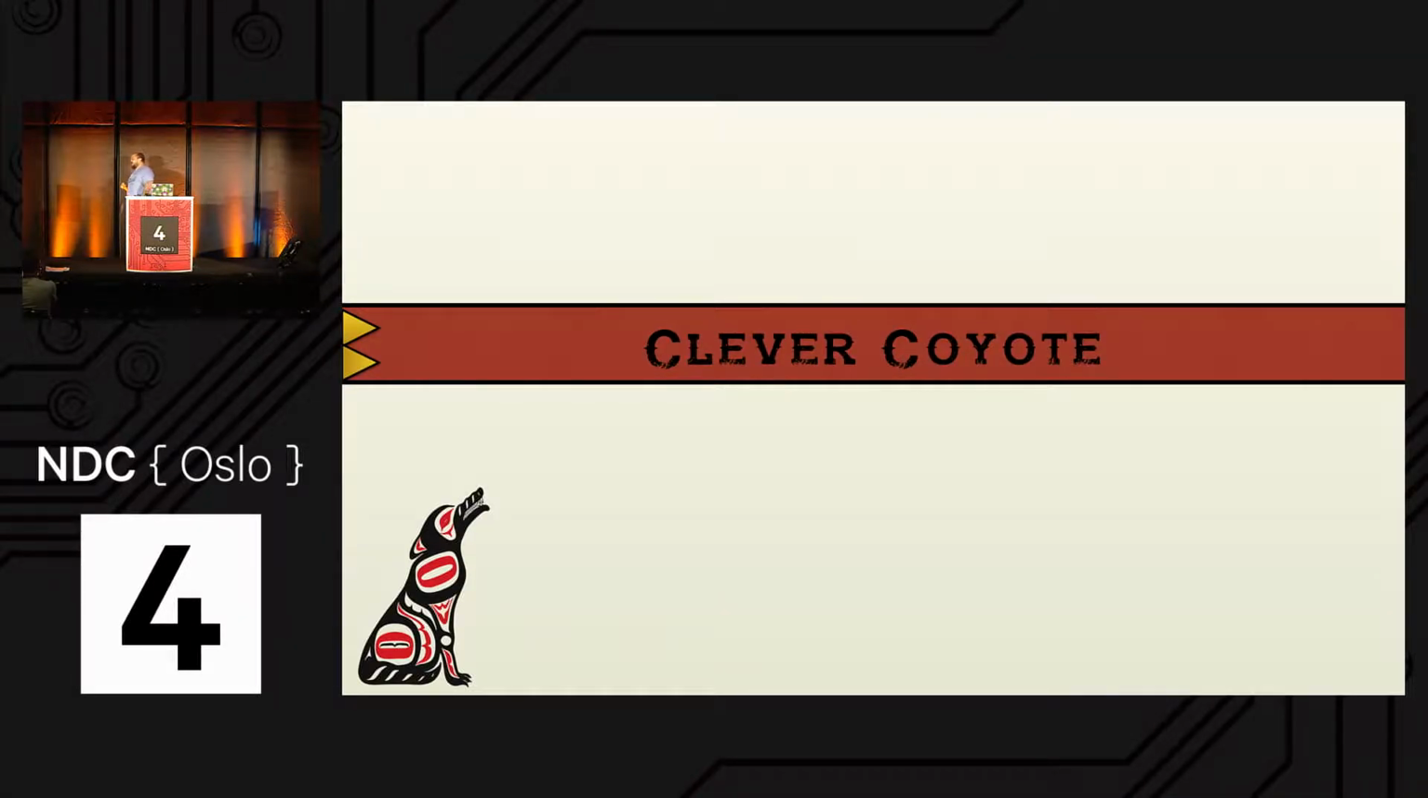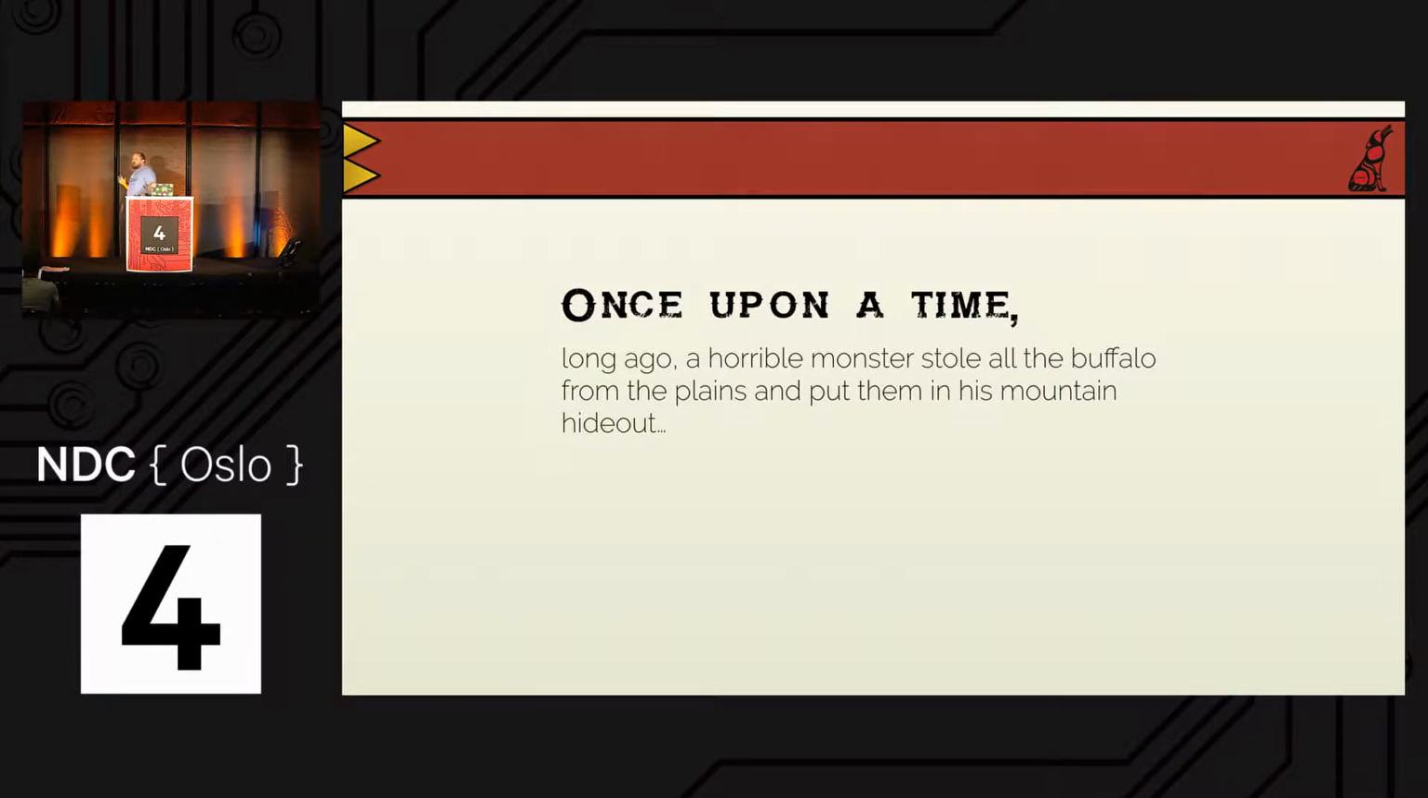It's time for our first story, The Clever Coyote. Once upon a time, there was a horrible monster that lived up in the mountains. And he had gone out onto the plains and grabbed up all the buffalo and kept them to himself. Well, of course, nobody had anything to eat because the people hunted buffalo. And so along comes the coyote, very hungry, and says, we have to do something about this. We have to free the buffalo. And the people say, but how do we do this? There's this horrible monster up in the mountains that has all the buffalo.